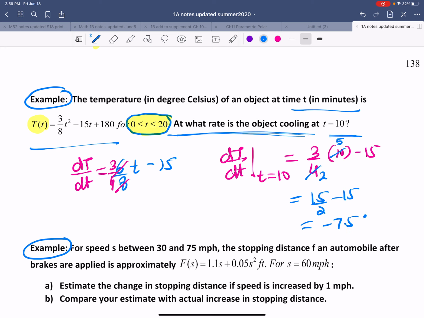So negative 7.5 degrees Celsius per minute. This is the rate of change of the temperature as the time is progressing.